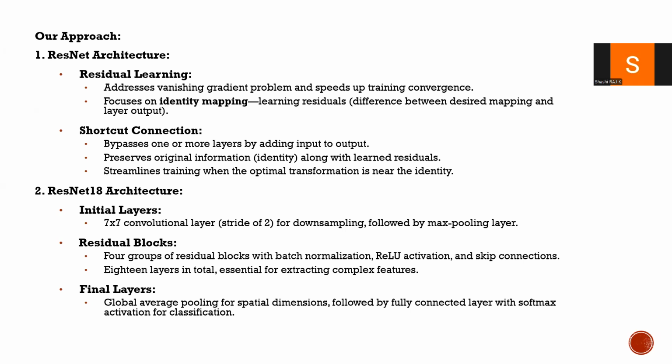The second is the ResNet18 architecture. The initial layers are 7x7 convolution layers for downsampling, followed by a max pooling layer. The second part is the residual blocks. Here, 4 stages of residual blocks with batch normalization, ReLU activation, and skip connections. 18 layers in total, essential for extracting complex features. The final layer is a global average pooling for spatial dimensions, followed by a fully connected layer with a softmax activation for classification.